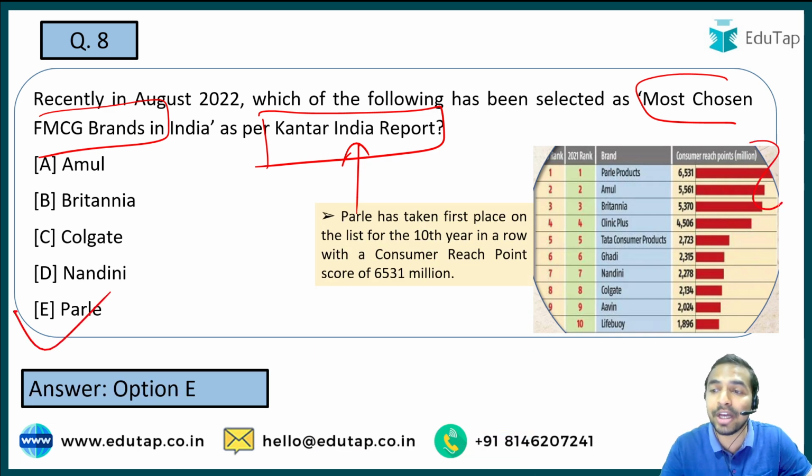And here you can see the whole list, the whole top 10 brands of India which are being chosen as the most chosen FMCG brands. ठीक है जी, so top 10 आप देख सकते हैं, that is Parle products, Amul, Britannia, Clinic Plus and so on. The whole list has been mentioned here, but you are required to remember only the top performer of this particular list.